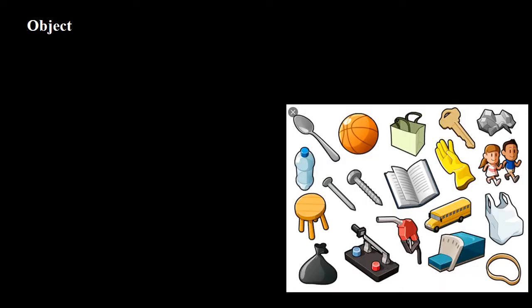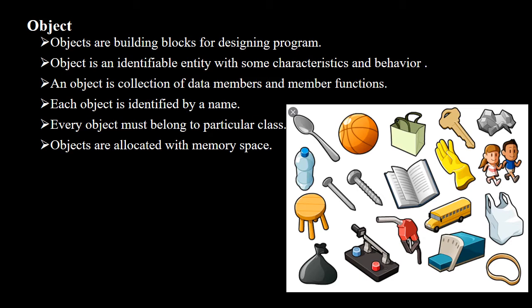The first concept is an object. Objects are basic building blocks for designing a program. It represents a person, a place, or a table of data. That means it is an entity with some characteristics and behavior. It has a name. Just see the images. Those are the examples of an object. Objects are variables in a program. It is allocated with memory spaces and it belongs to a particular class.